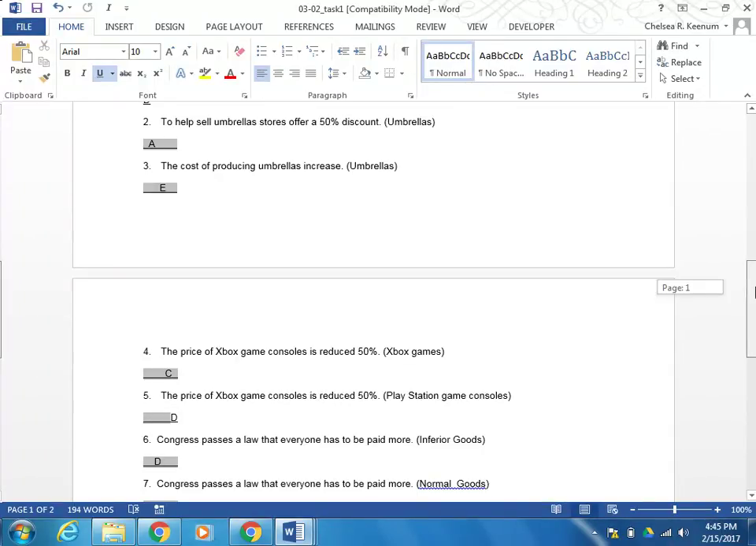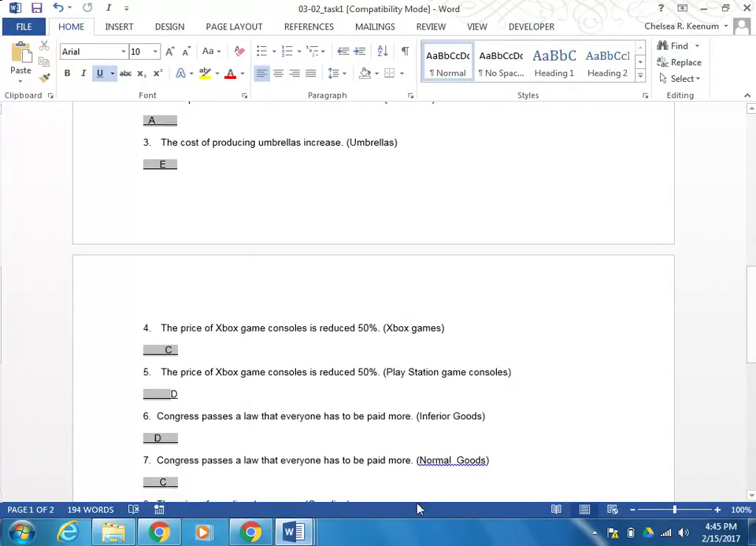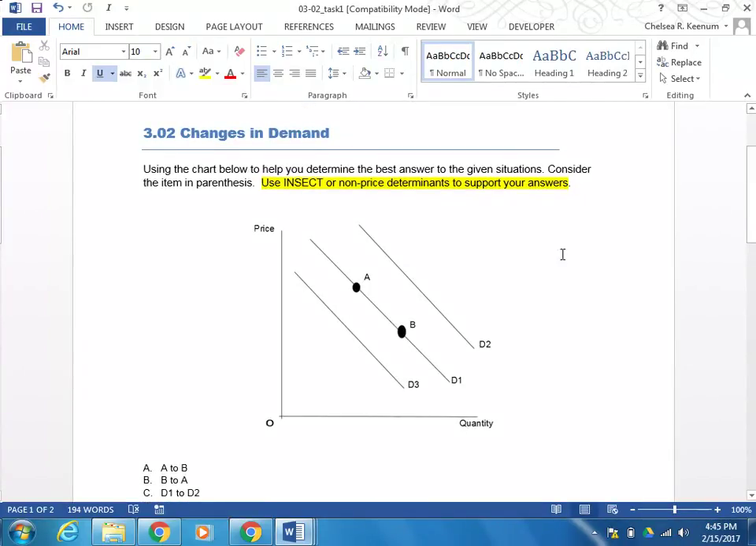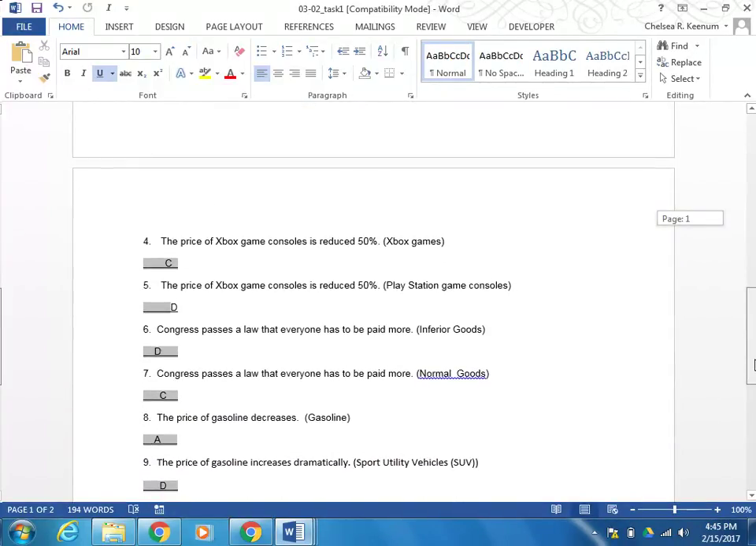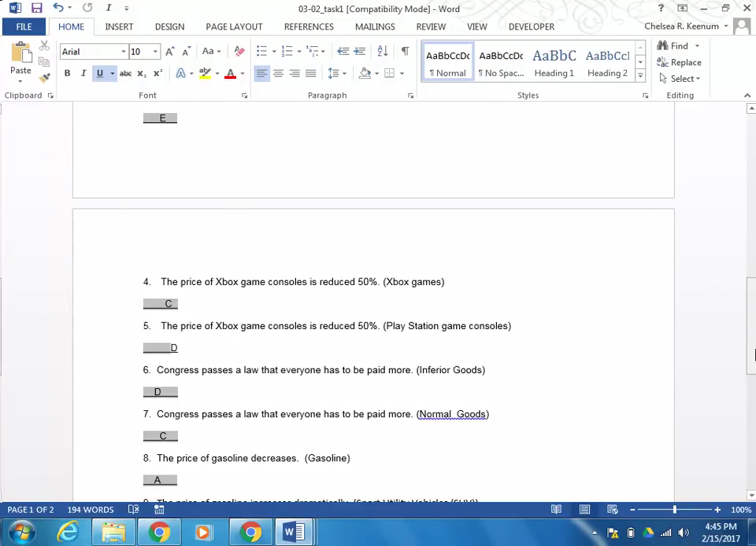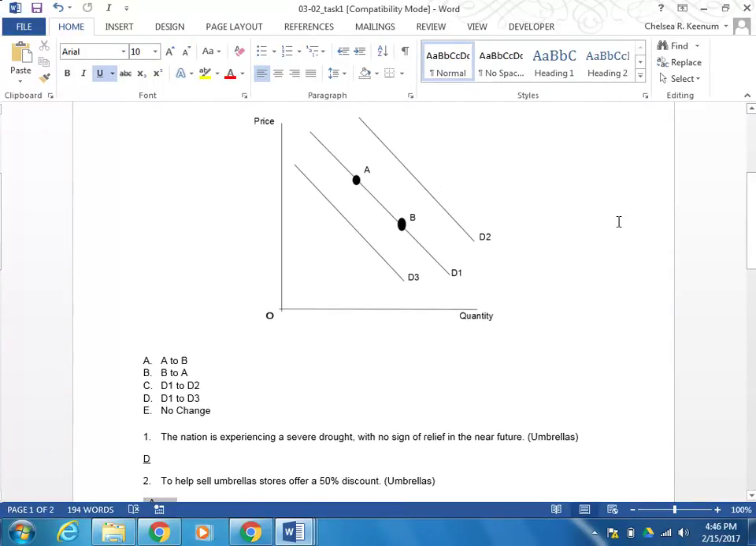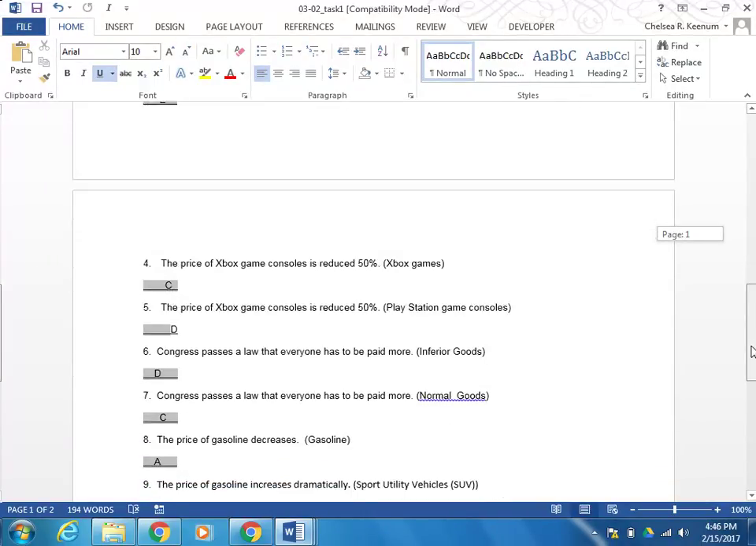Number 10, I feel like this one was tricky. General Motors offers a mail-in rebate for all new car purchases. That one is going to be A because the price is decreasing. The price may not be decreasing right when you buy it, but when you mail in the rebate, you're getting money back, so the price is changing for that. And that one was a really tricky one.